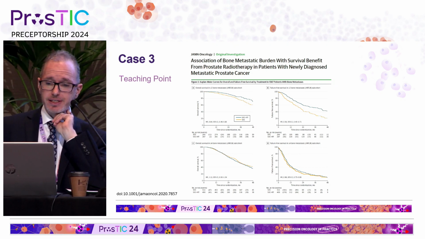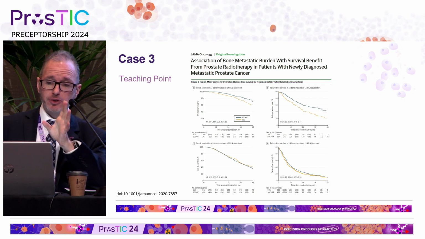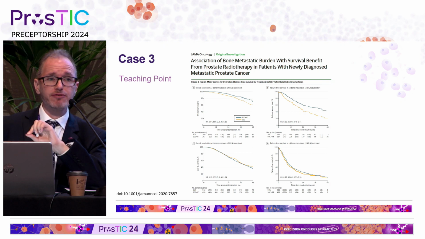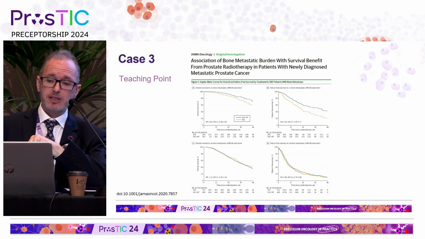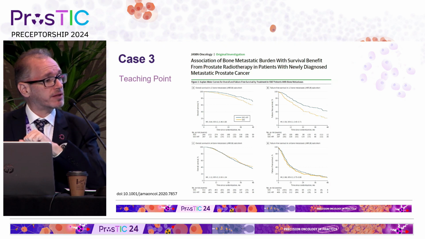And what it showed is that there were two groups of patients defined by bone scanning predominantly. Those with small volume or low volume disease that had a survival benefit, an overall survival benefit when radiation of the prostate bed was added to systemic treatment, whereas in the high volume disease, there was no survival benefit.